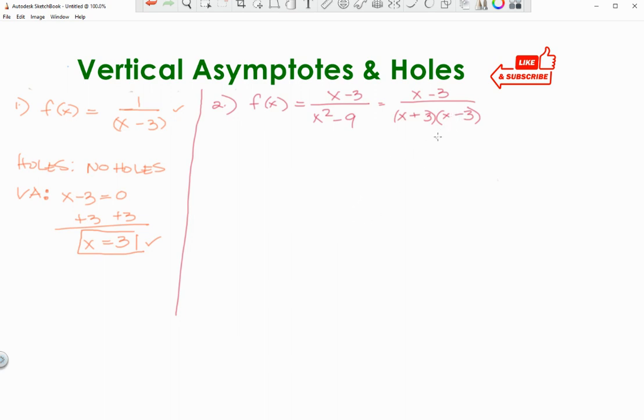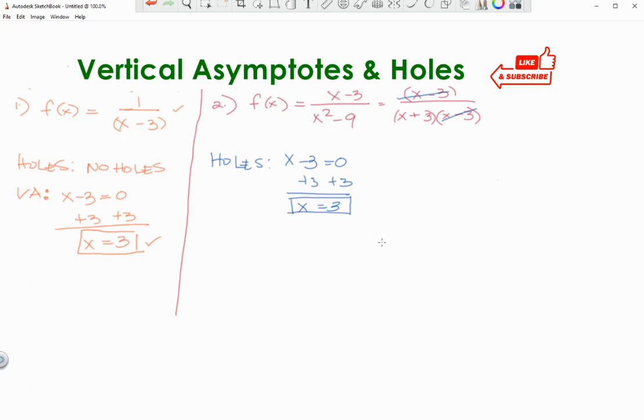Now let's look. Is there anything in the denominator that's also in the numerator? Well, yes, there is. This x minus 3 in the numerator and this one in the denominator are common. So if you want to find the hole, it's the common factor, which is x minus 3, and you need to set that one equal to 0. Therefore, plus 3, so your x equals 3. So you have a hole at x equals 3.